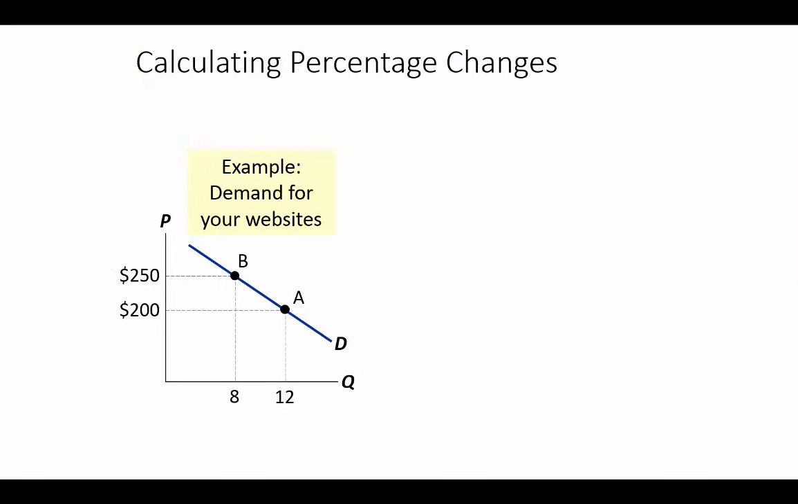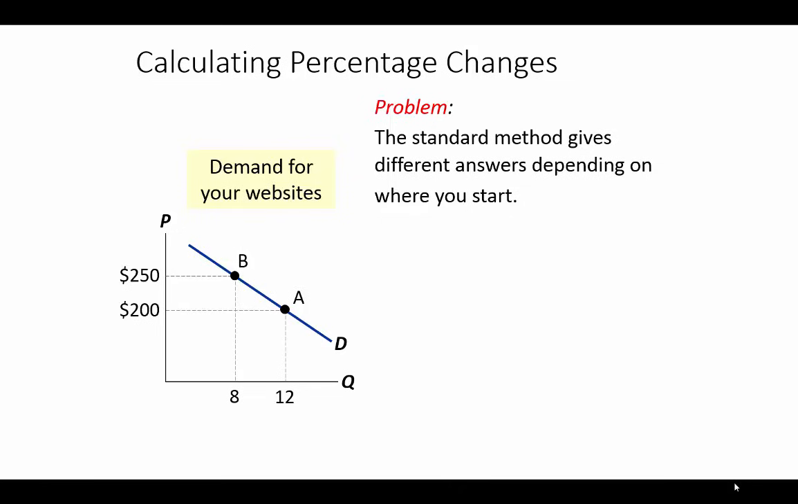Okay, now there's a problem. Let's say you run a website design company, and you know that at a price of $250, you could sell 8 units per month. At a price of $200, you could produce 12 websites per month. Now, how do we calculate elasticity here? Well, as we'll notice, it's going to depend on whether price is going up or down, and therefore quantity going up or down. Now, the problem is the percent change is going to be different depending on where we start.